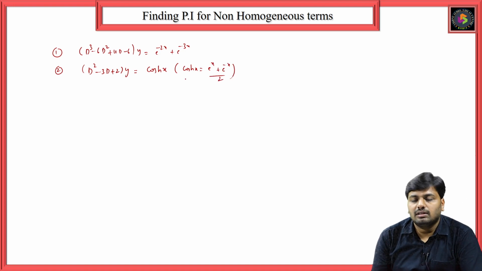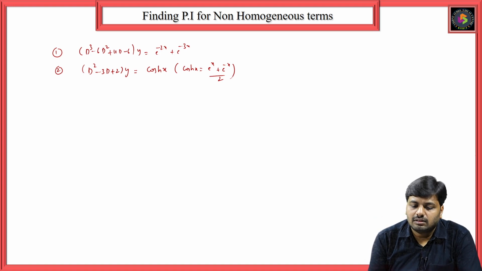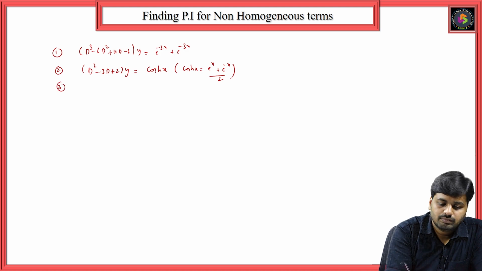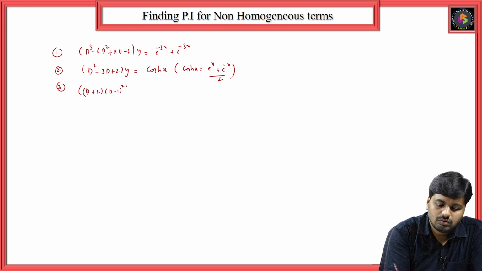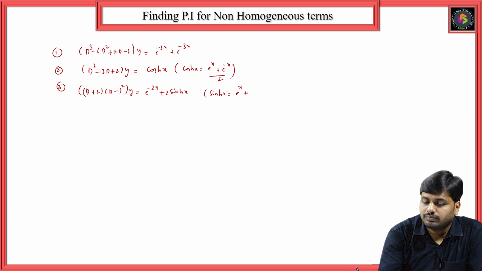So whenever cosh x is provided, don't use the previous method. That is applicable, but the integration of cosh x may be difficult, so you can go with this one: (e power x plus e power minus x) by 2. Now the third one, (D plus 2) into (D minus 1) whole square of y equal to e power minus 2x plus sinh x. Again I'll give the clue for sinh x: sinh x is (e power x minus e power minus x) by 2.